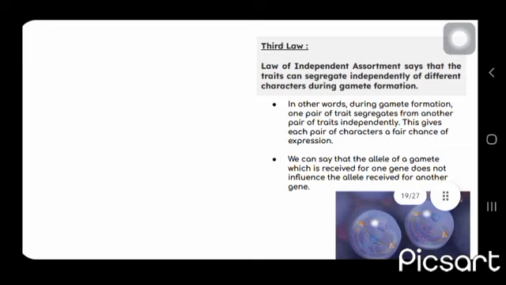Third law, law of independent assortment, says that the traits can segregate independently of different characters during gamete formation. In other words, during gamete formation, one pair of traits segregates from another pair of traits independently. This gives each pair of characters a fair chance of expression. We can say that the allele of a gamete which is received from one gene does not influence the allele received for another gene.